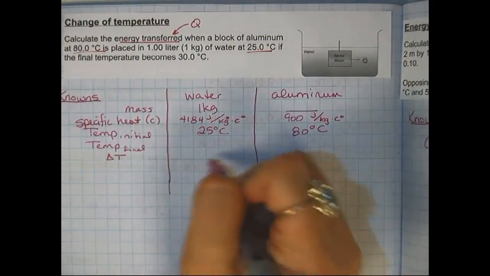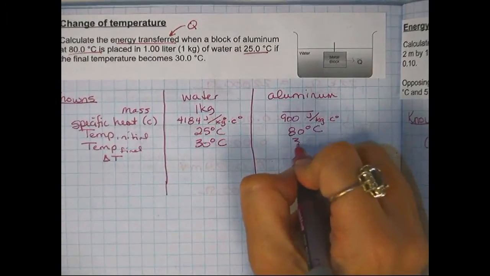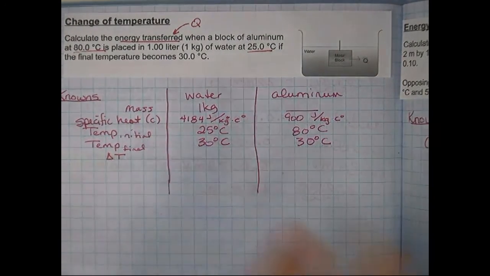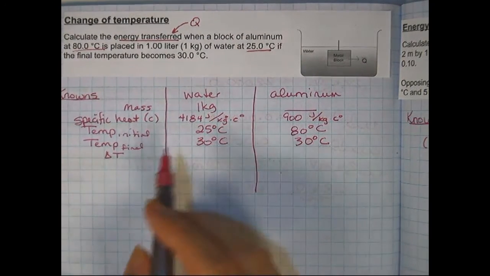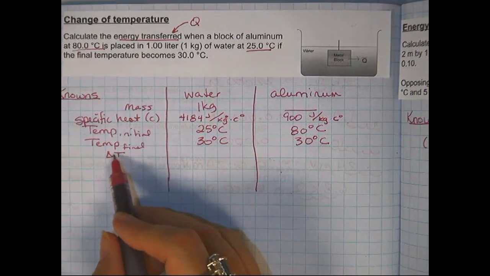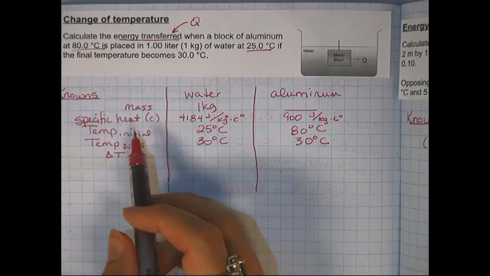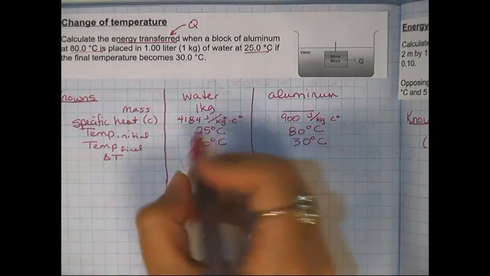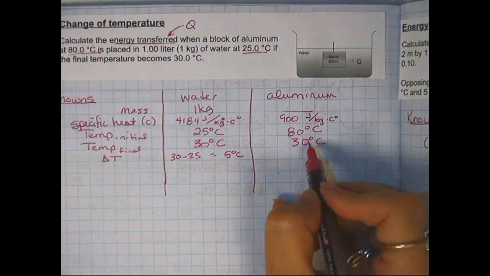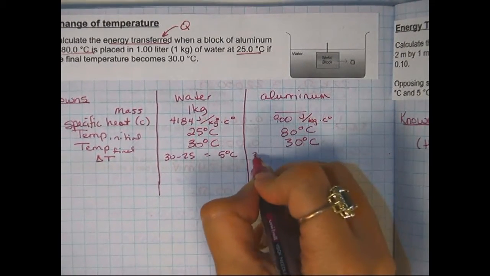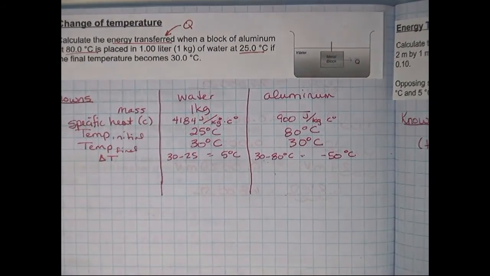And the final temperature, both of them, when it all cools down, is 30 degrees for both of them at the end. What do we call it when everything ends up the same temperature at the end? Thermal equilibrium. And then delta T, big T is temperature, small t is time. So big T means final minus initial. So here we're going to do final minus initial, 30 minus 25, 5 degrees C here. And here, final minus initial, 30 minus 80, delta T is 50 degrees C.